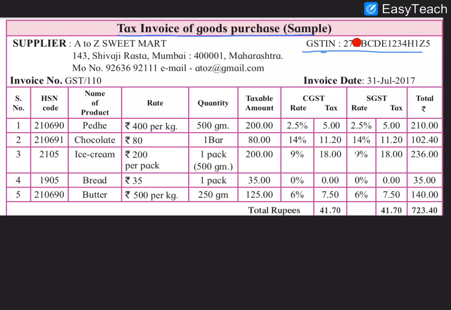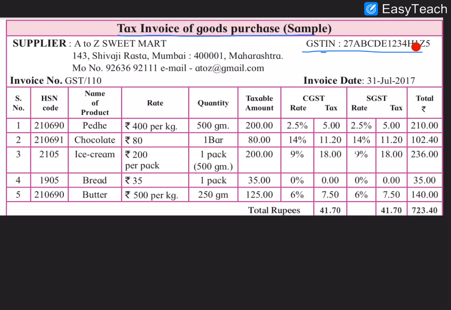And you can see the 27. The first two digits, 27, stand for the state code. So 27 is the state code of Maharashtra. Then the next 10 digits are the PAN card number or PAN ID of the dealer, that is, the supplier's PAN ID.